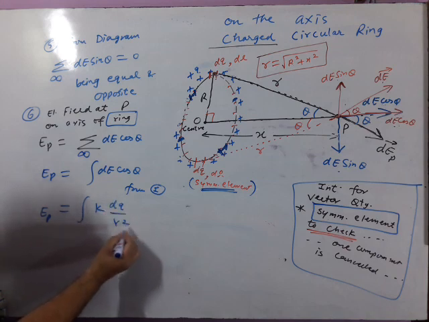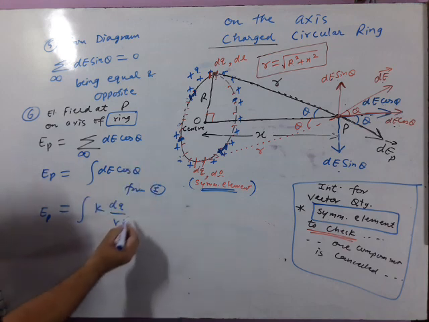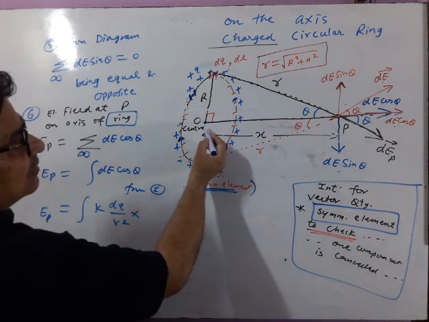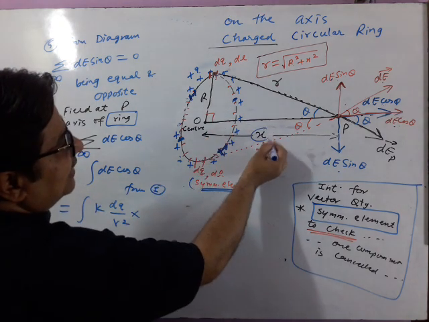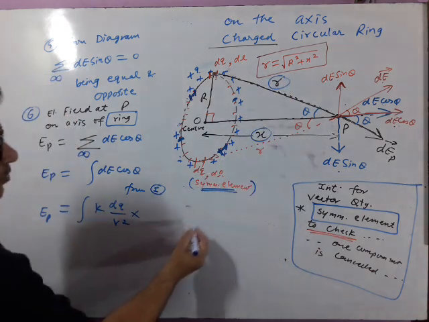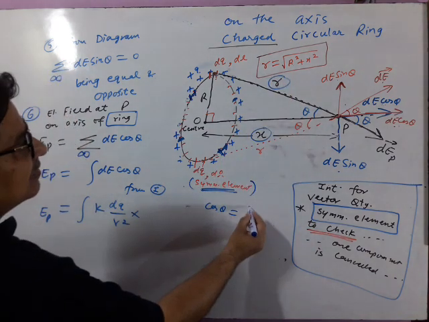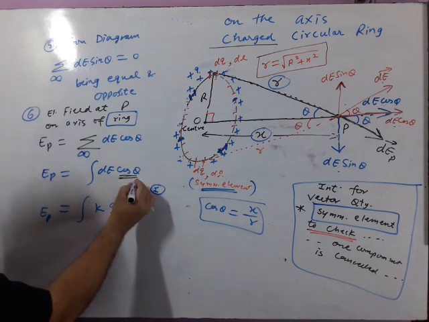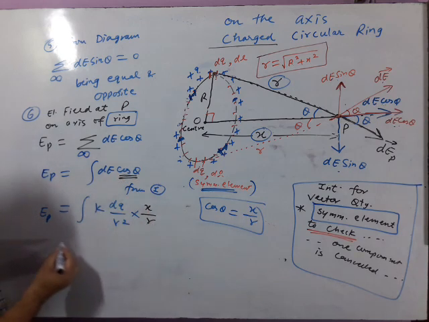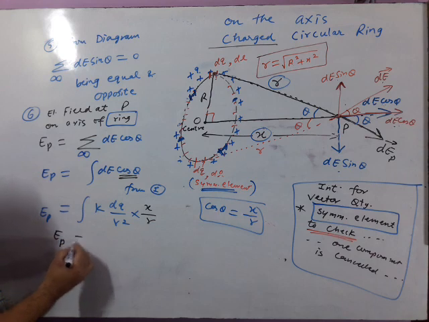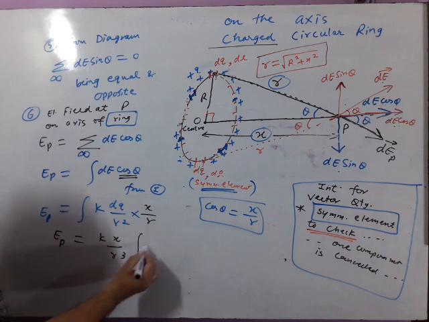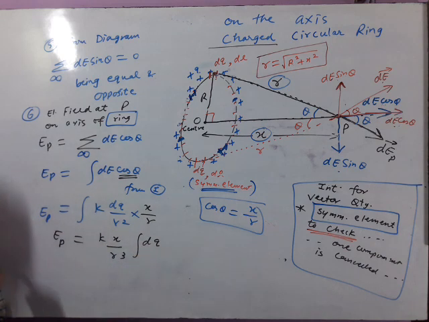K dq by r square for the one element, and what will be cos theta? From this, see the 90 degree angle, this is the base and this is the hypotenuse. So cos theta will be x upon r. So input the value of cos theta also, x by r. So the electric field on the axis of the ring will be kx by r cube into dq.